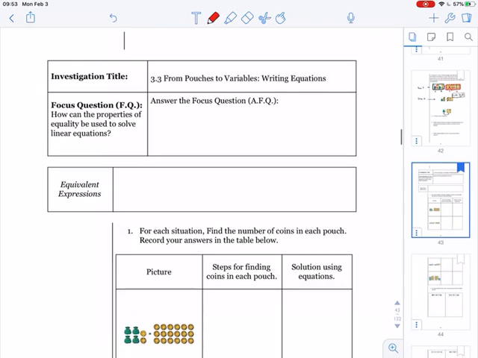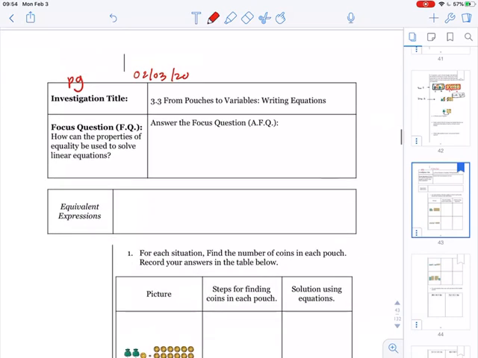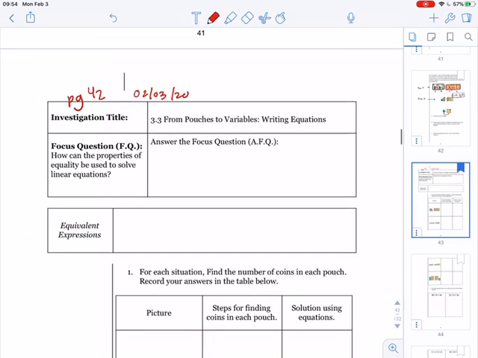So here we go. Today is 02/03/20, and we are on page 42, I believe. Page 42. Okay.